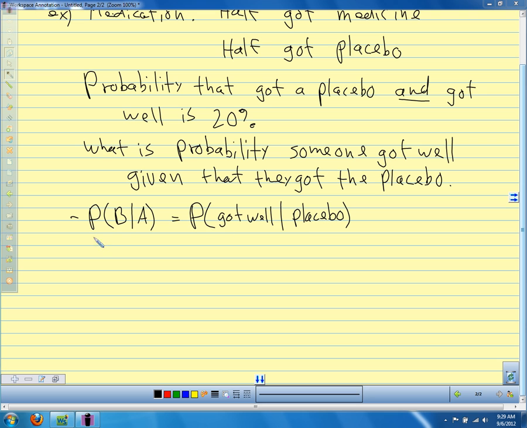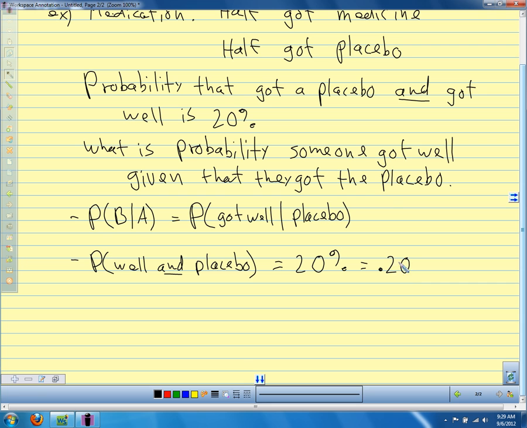So this is what we're looking for, this conditional probability. We need the probability of got well and took the placebo. The probability of well and placebo, what does the problem tell us that number is? What's the probability that they got well and took the placebo? 20%. That's what the problem tells us. So I'm going to say 20%, or as a decimal, what's 20% as a decimal? 0.20.